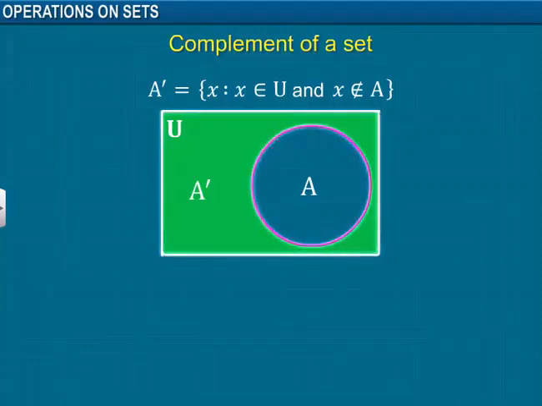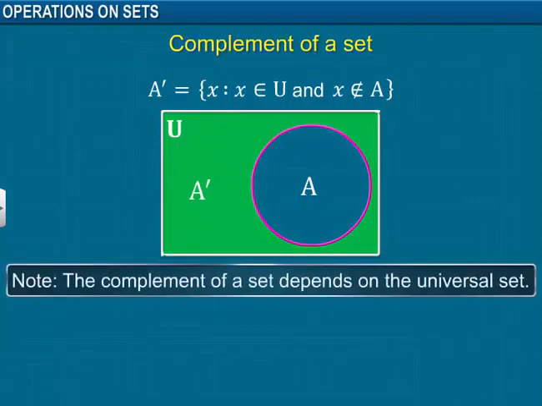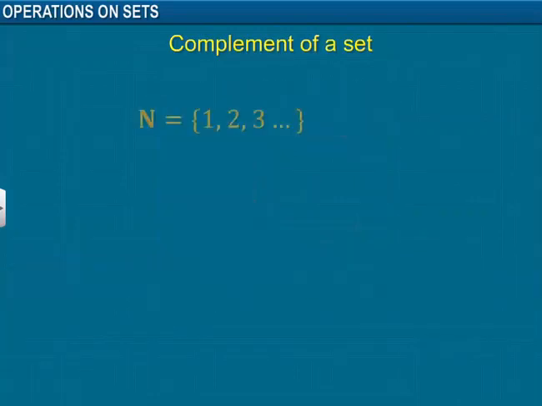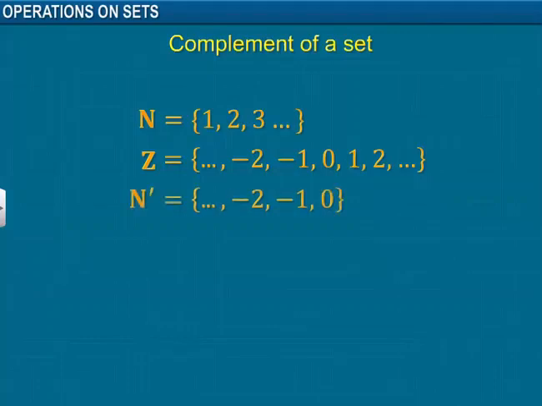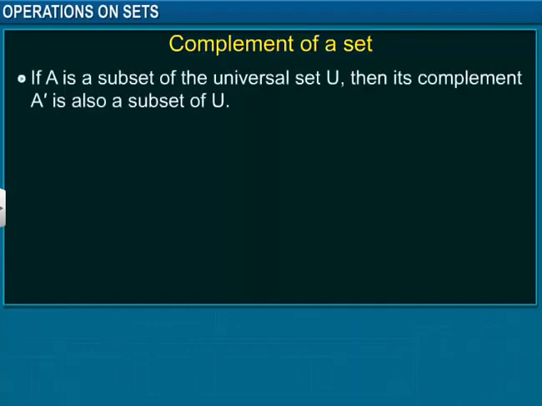It should be noted that the complement of a set depends on the universal set. For example, let's find the complement of the set of natural numbers with the universal set being the set of integers. The complement of set N is shown here. A few observations on complements of sets. If A is a subset of the universal set U, then its complement A' is also a subset of U.